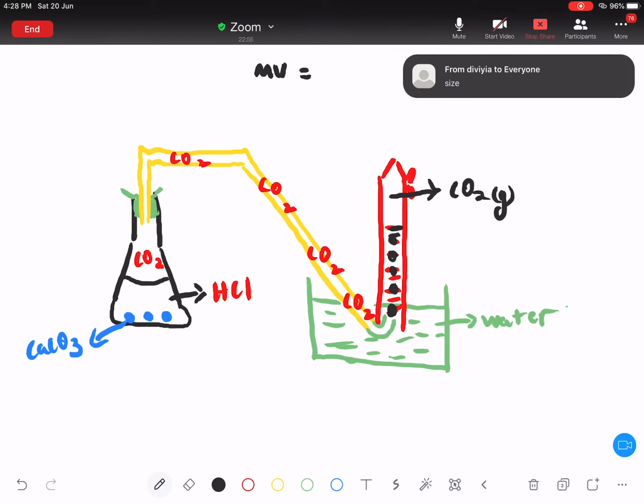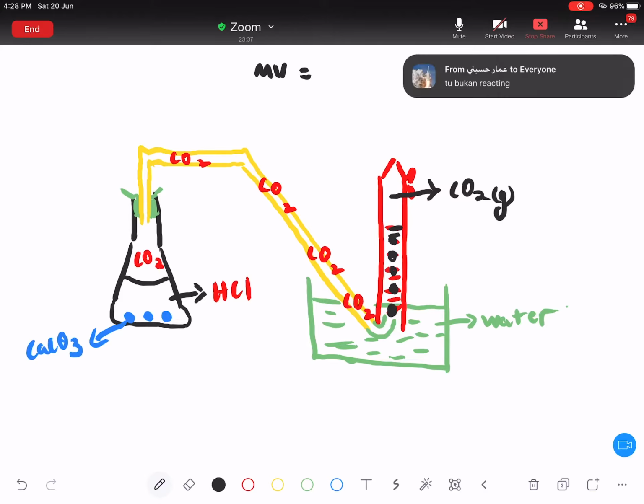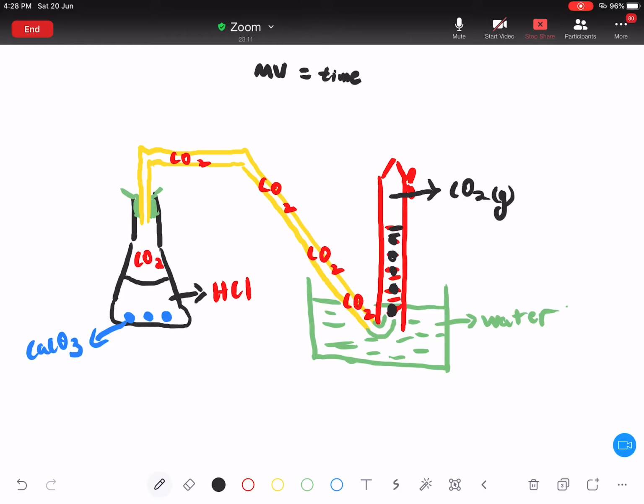No, the time. I didn't say size. I didn't even repeat it; I only just gave calcium carbonate. I didn't talk about size. Therefore, the time taken. You are manipulating the time. Therefore, you have 0 second, 30 second, 60 second, 90 second, maybe 120 second, and so on.